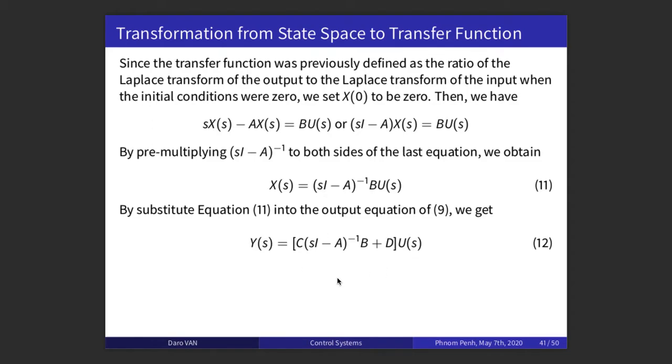And the transfer function is a ratio between the output and the input. So Y(s) over U(s) equals this one. So this is G(s), all right? So once you know A, B, C, D, then you can find G(s) in S domain.